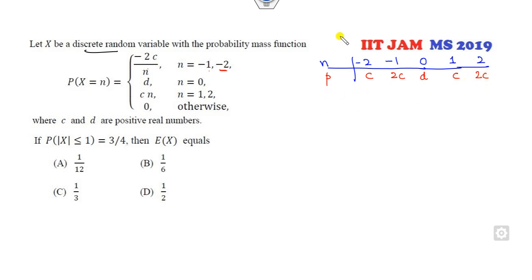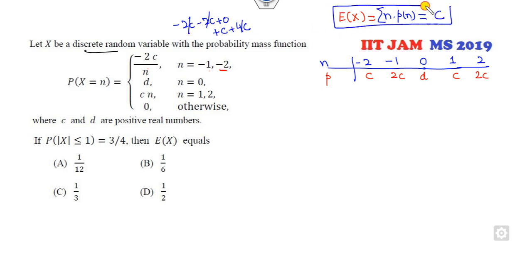So your required target is to find the expected value of X. So what is the expected value of X? It is the sum of N into Pn, fine. So it's minus 2C, plus 0, plus C, plus 4C. So this will be cancelled, so it is C. So your required target is to find the value of C.